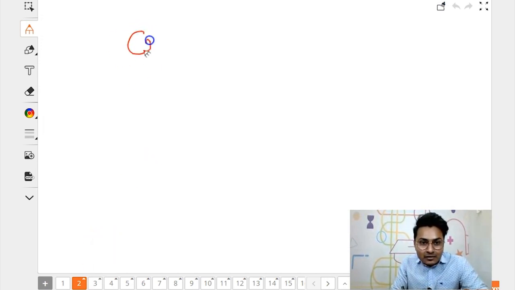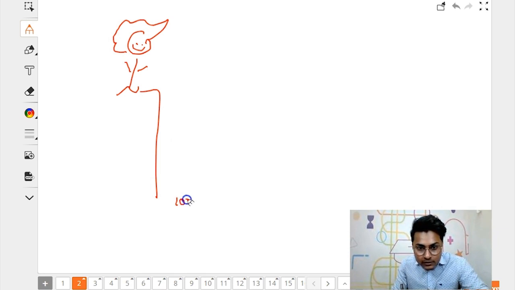So imagine this is a bear. Oh my god, that looks like a human being, but I'm really sorry, with long hair. This is the bear. The bear fell from a height of 10 meters. So this is the distance, the total distance, 10 meters.